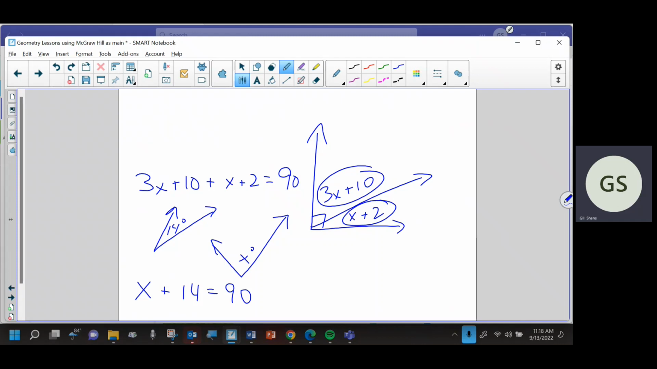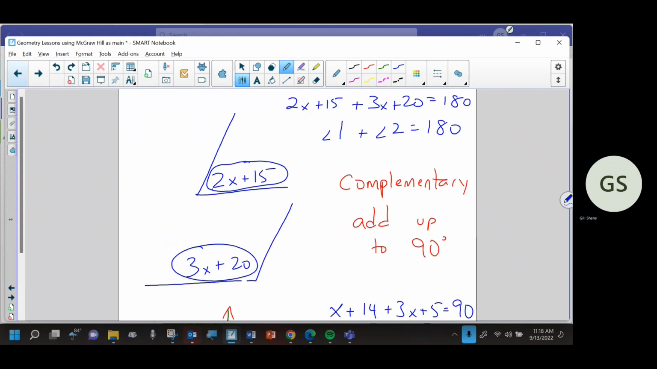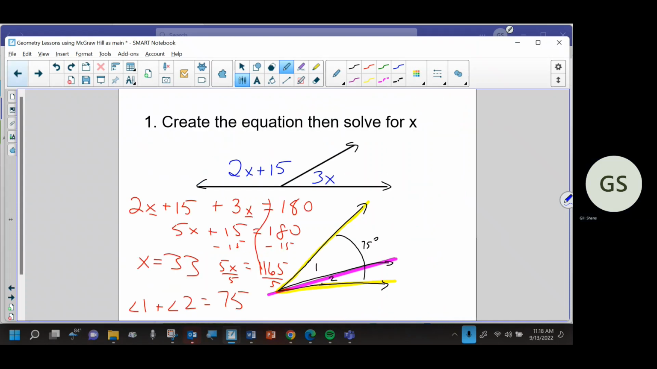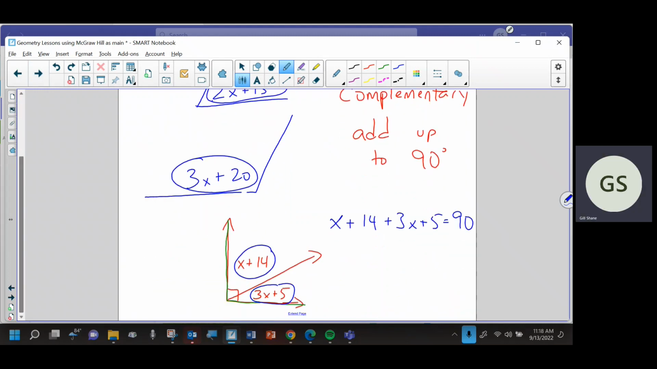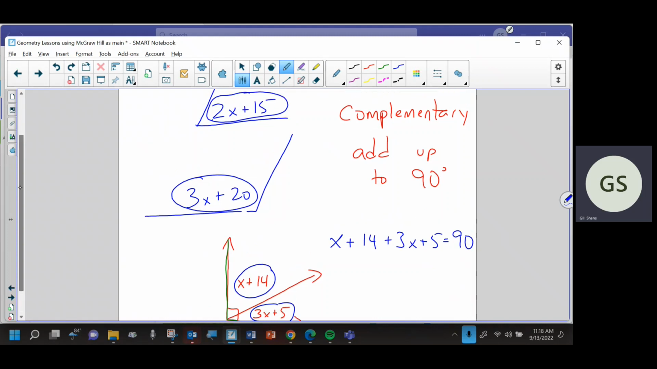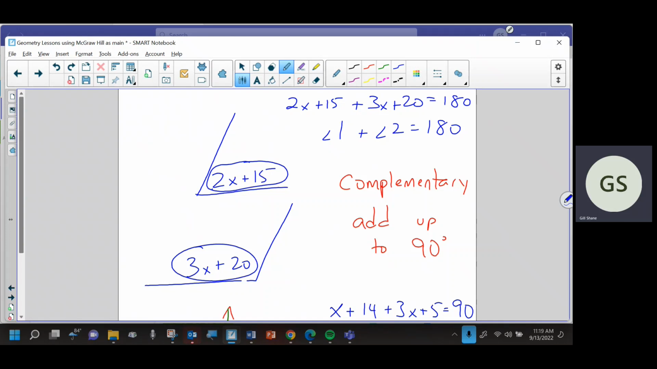Same thing with supplementary. Supplementary means what? That's complementary. Supplementary means they add up to what? 180. So it's the same concept. If they give you two separate angles, like I already have two separate angles here, and they say these two angles are supplementary, that means you add them together and they equal 180, like in the upper right.